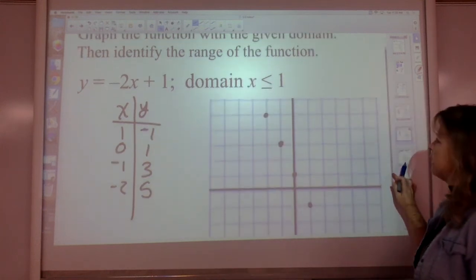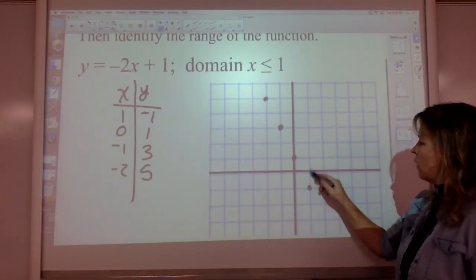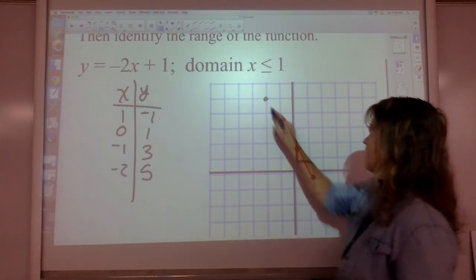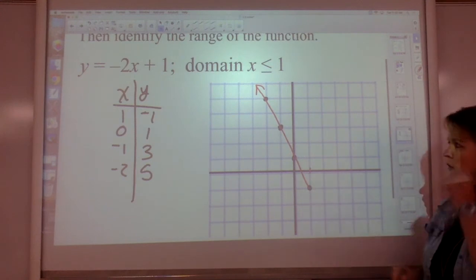And once again, be very careful drawing your line. Your line should start at 1, which is right here. X is positive 1. And it goes this direction. But you are not allowed to draw it in this direction.